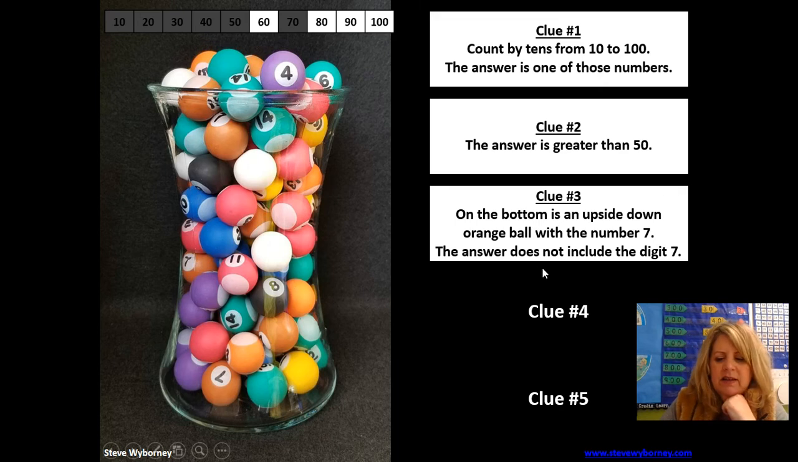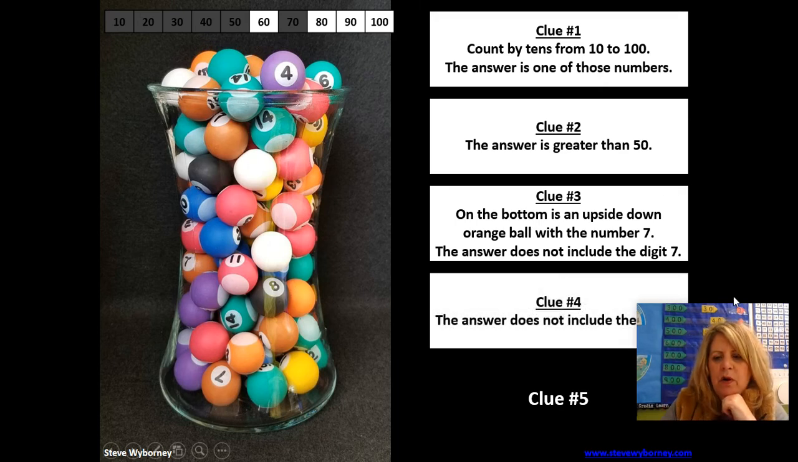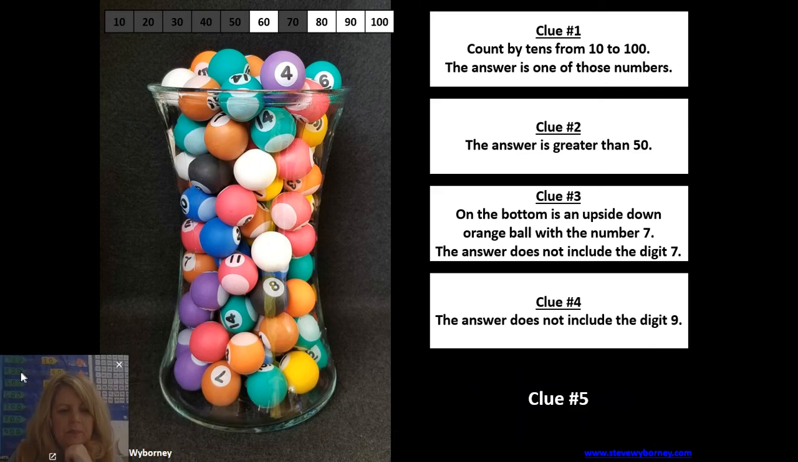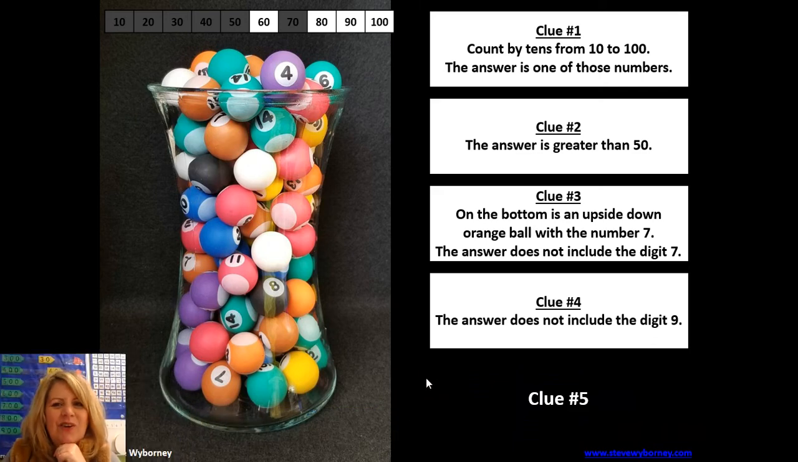All righty. Let's think about clue 4. Thanks for reading it with me. The answer does not include the digit 9. We know about digits. Each digit has a value, and it's what's used to make numbers.